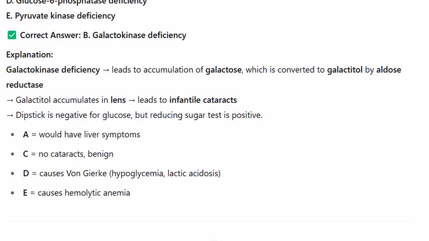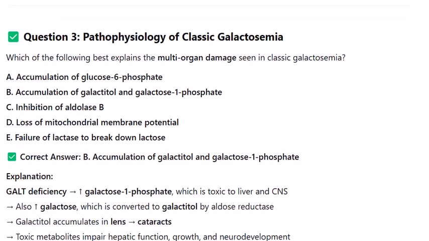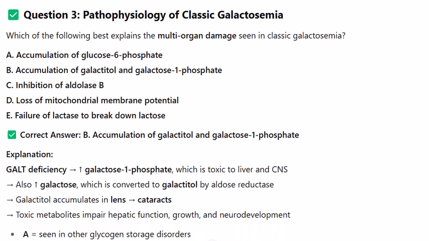Question 3, pathophysiology of classic galactosemia. Which of the following best explains the multi-organ damage seen in classic galactosemia? A. Accumulation of glucose 6-phosphate. B. Accumulation of galactitol and galactose 1-phosphate. C. Inhibition of aldolase B. D. Loss of mitochondrial membrane potential. E. Failure of lactase to break down lactose. Correct answer B. Accumulation of galactitol and galactose 1-phosphate.